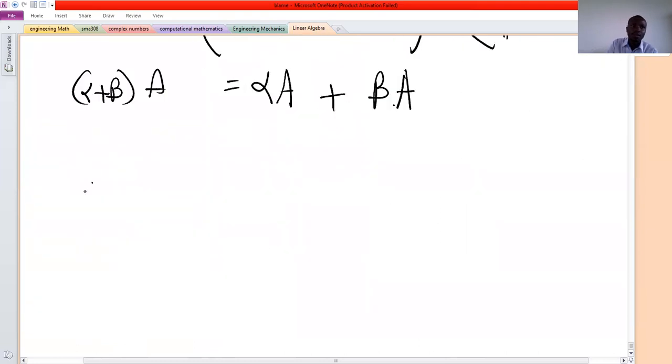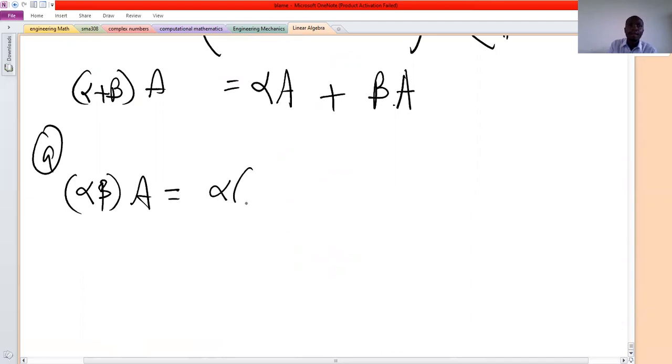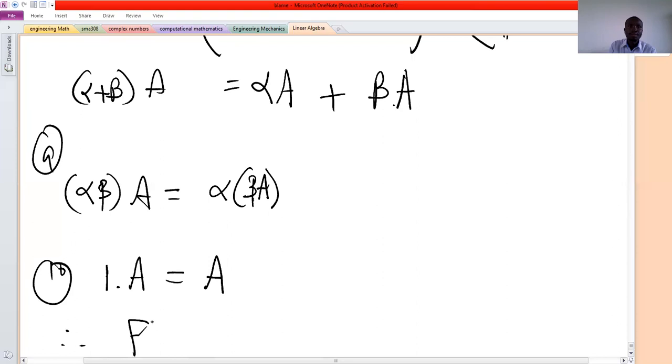And it's not hard to also check number 9, associativity: alpha beta, if you multiply by matrix A, you will get alpha into beta A. And number 10, when you say 1 times matrix A, you also get matrix A. And therefore, you say F m by n is a vector space. So kindly show this, and these are the properties.